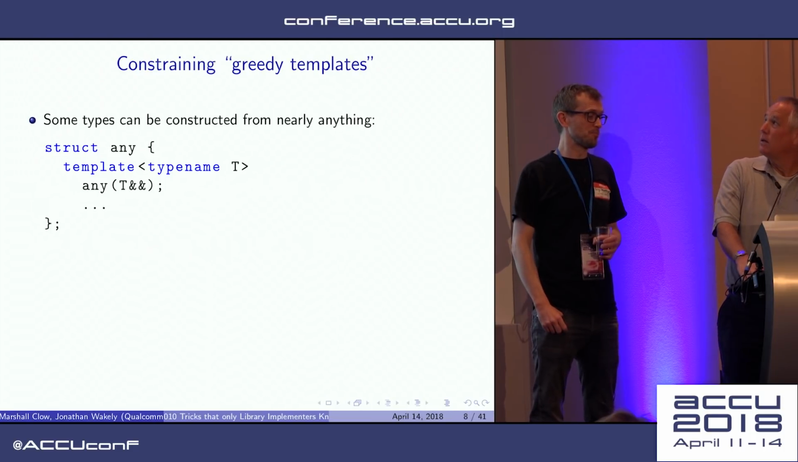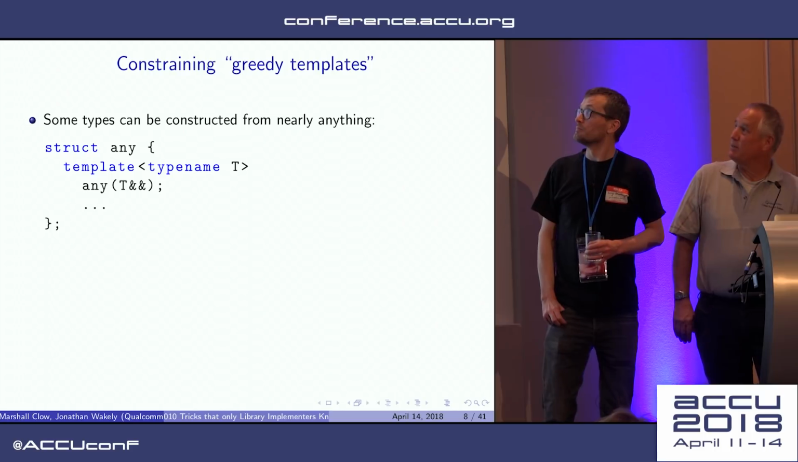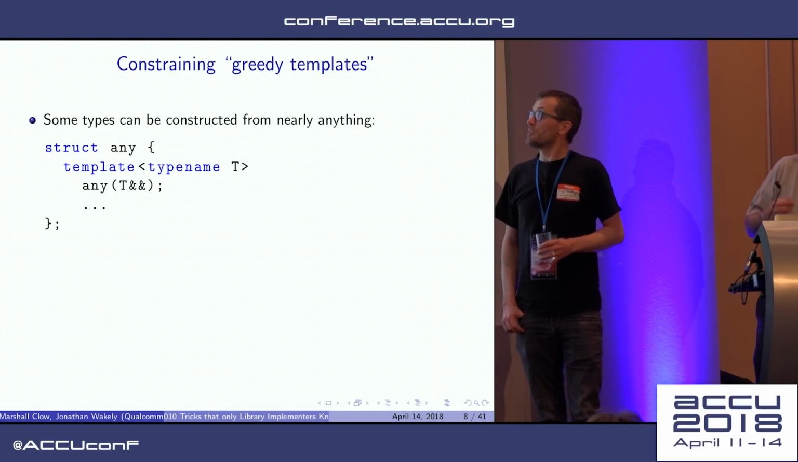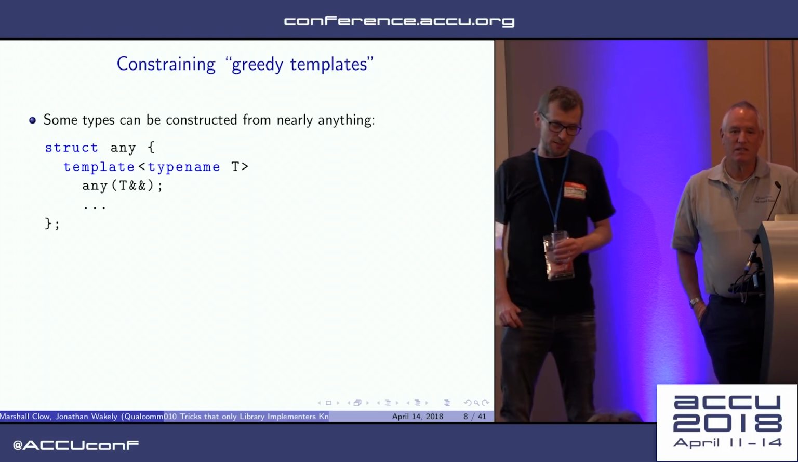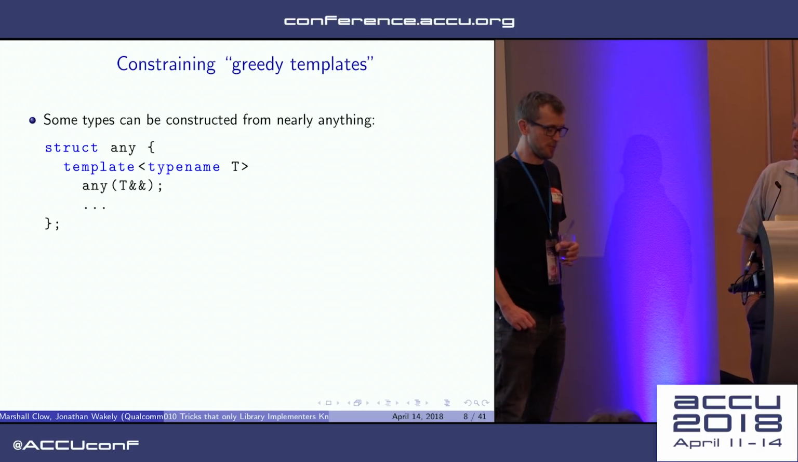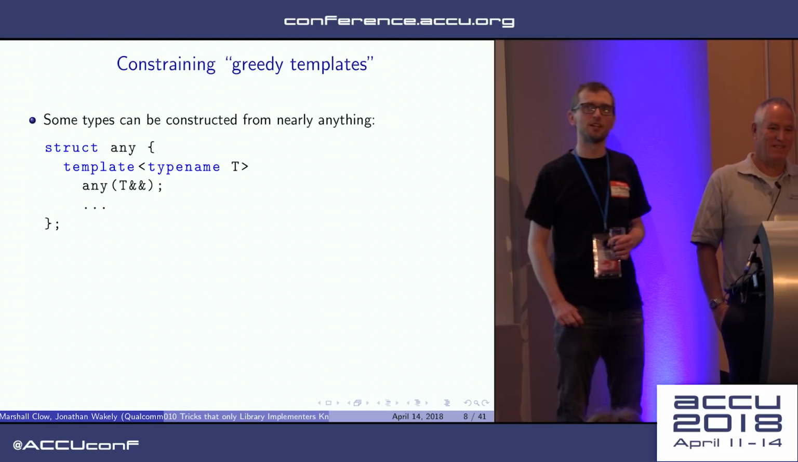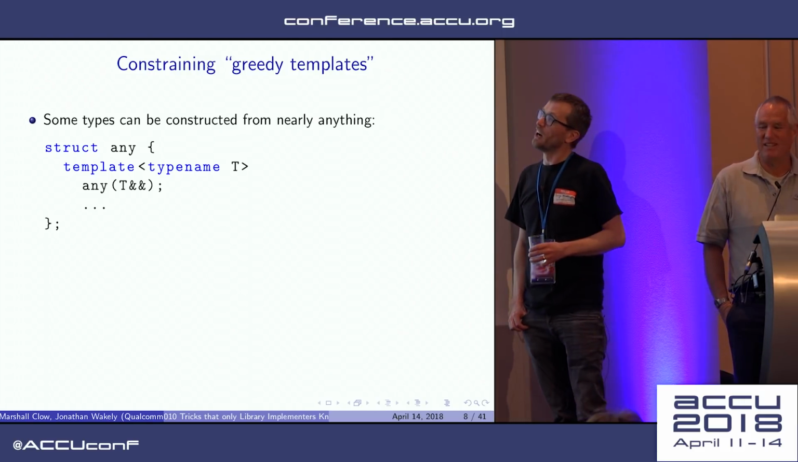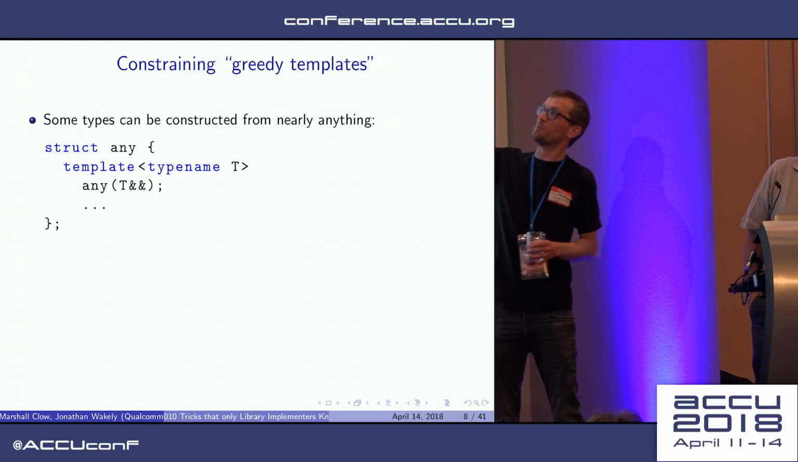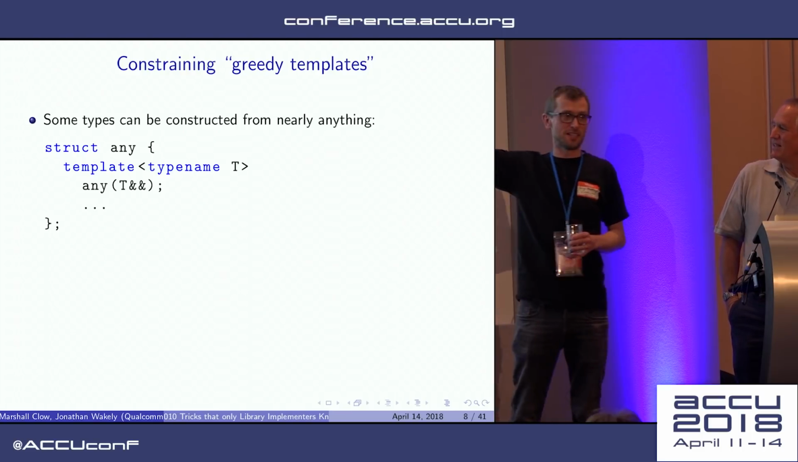Okay. Next one, constraining greedy templates. So some types can be constructed from nearly anything. Sometimes that's bad. We have a couple of defects saying the file system path can be constructed from anything under the sun. We didn't mean it to be. Some things you specifically want to be constructed from anything, and it's what it says in the name.